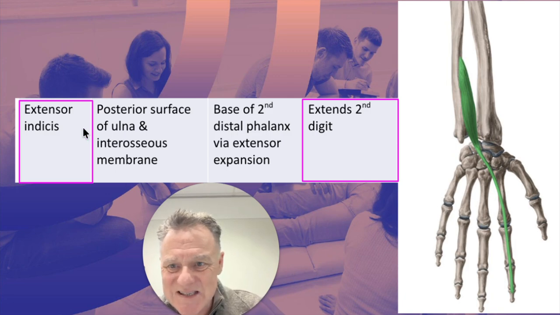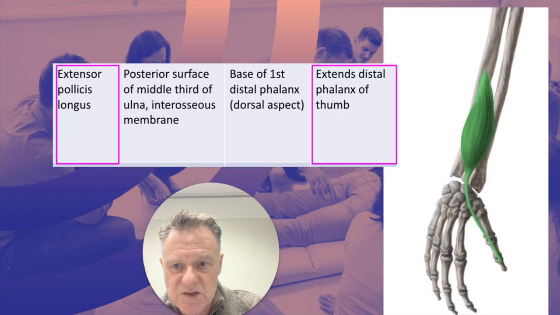Extensor indicis, and you can see where it heads. It's into the base of the second distal phalanx. It's coming from the ulna, and therefore it's going to be a weak wrist extensor, right? This is radius and this is ulna. It's going to be a weak wrist extensor and also extends the second digit as well.